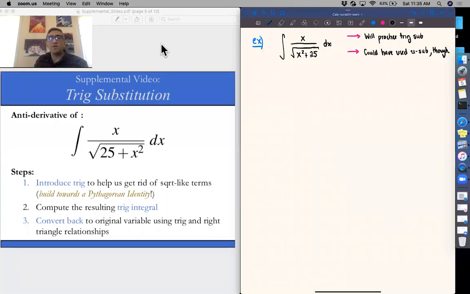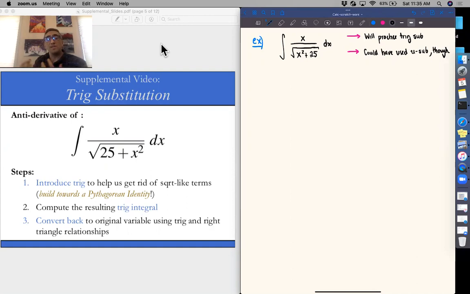So in this video, we're going to go over how to use trig substitution to compute the following integral: the integral of x divided by the square root of x squared plus 25, or 25 plus x squared. Now remember, for these types of trig substitution problems, there are really three big parts.